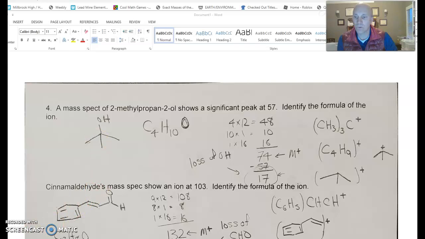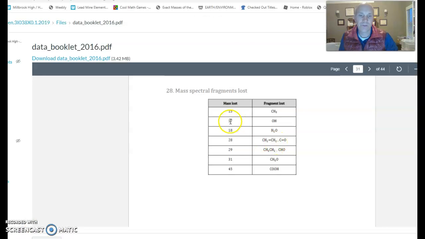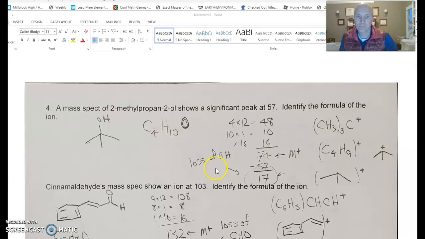If you look at this page in the data booklet, you'll see the types of fragments that typically get lost from molecules. If you find that you lost 17 units of mass, that would be an indication that you lost an OH somewhere. That would be diagnostic of losing an OH, and so what that means is that this part of the molecule right here got fragmented away, like this bond right here got broken.